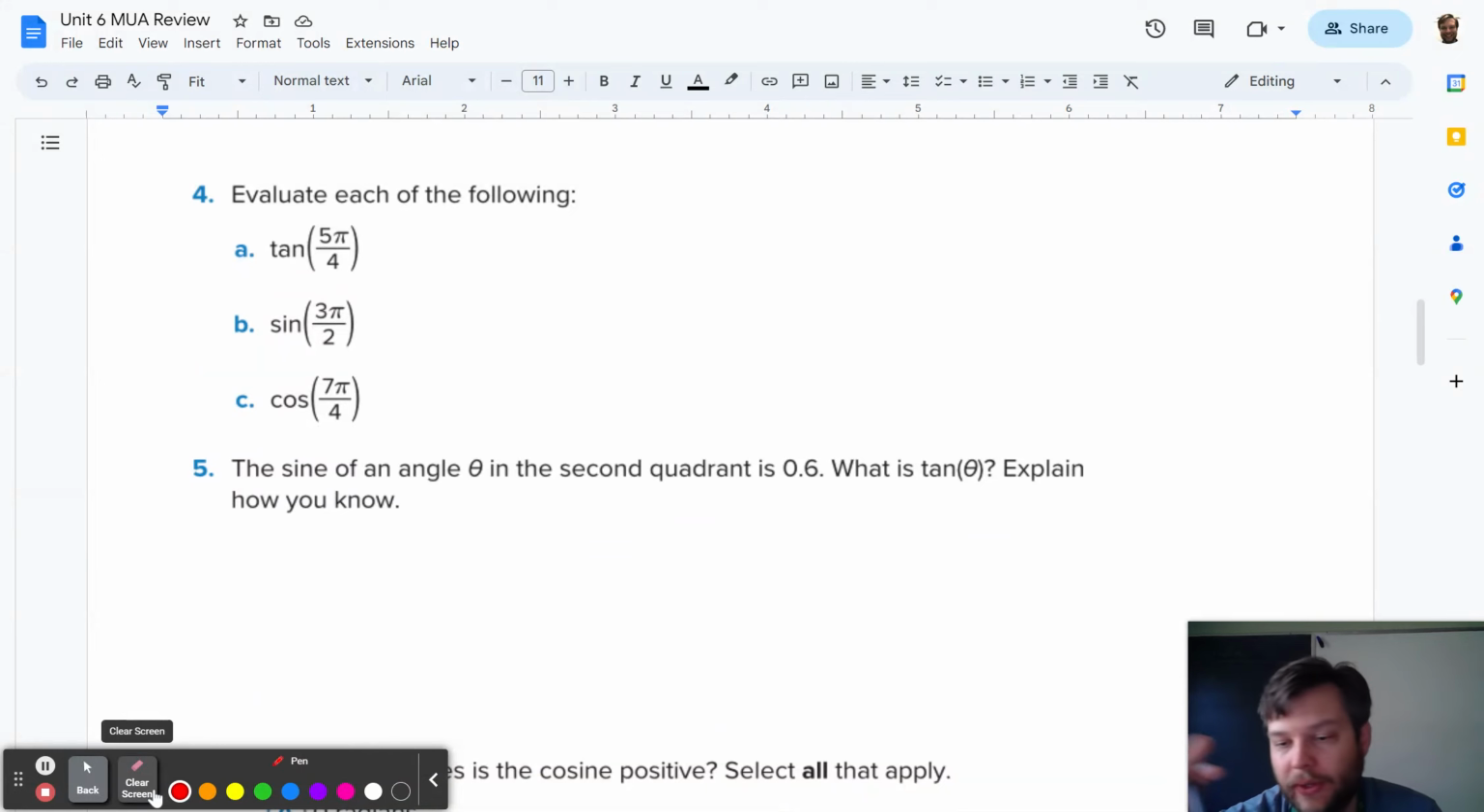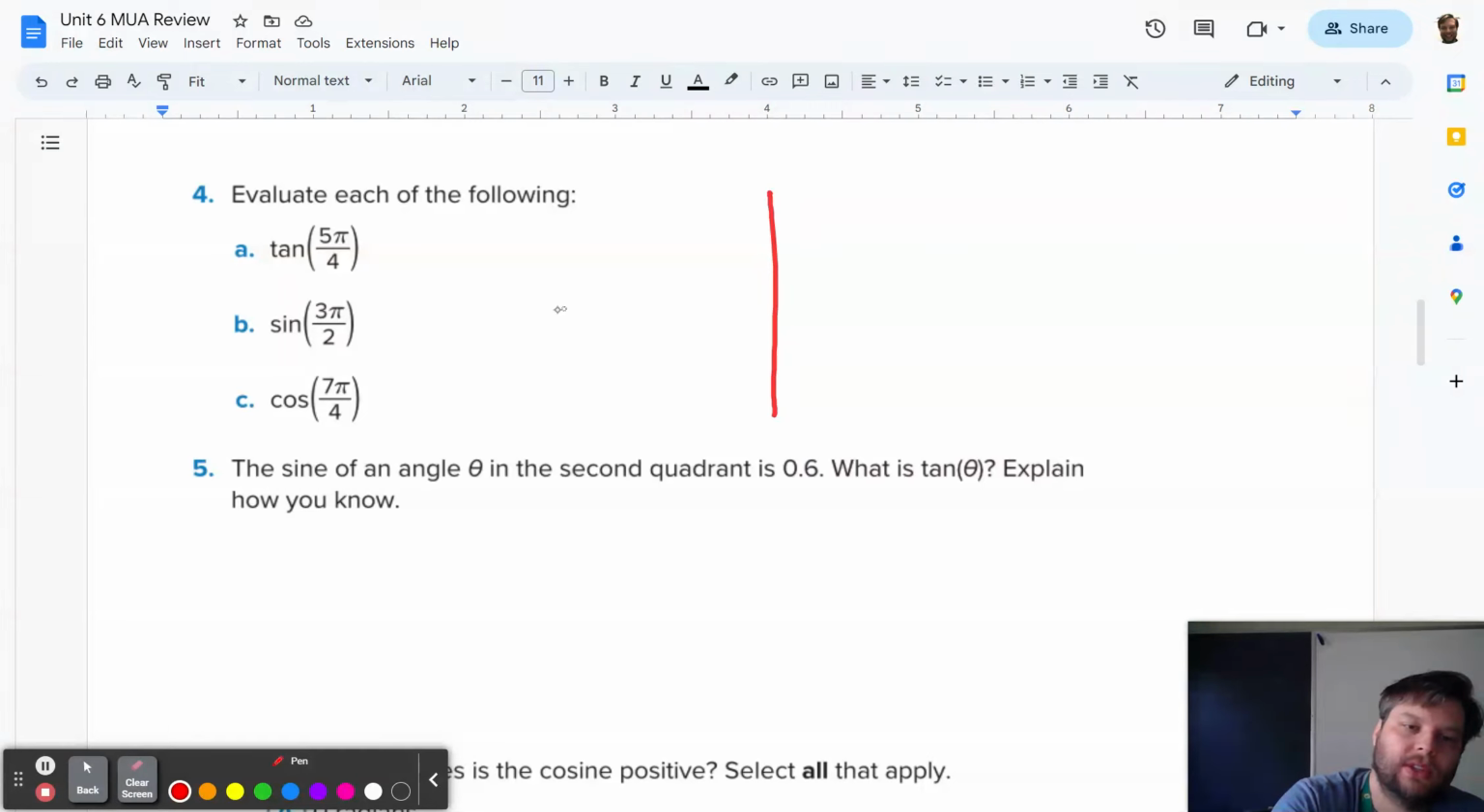Again, have your unit circle out and just make sure you refer to it. And the best thing to do is to pause the video and answer it yourself and then watch me go over it. Okay? Because I'm going through it quickly and it's going to stick a lot better if you pause, try it yourself, and then restart.